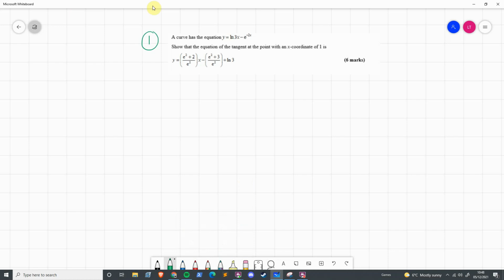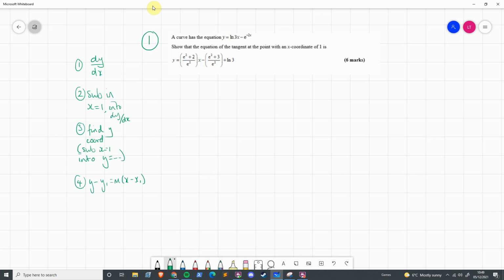So question 1. Well, we're finding the tangent, so we want to first do dy by dx. Then we want to sub in x equals 1 to get a gradient. That will just tell us the gradient at the tangent. So then we need to find a y coordinate. That is going to be sub x equals 1 into y equals. I should really put there what I'm subbing it into. And then number 4, we can do our y minus y1, x minus x1.